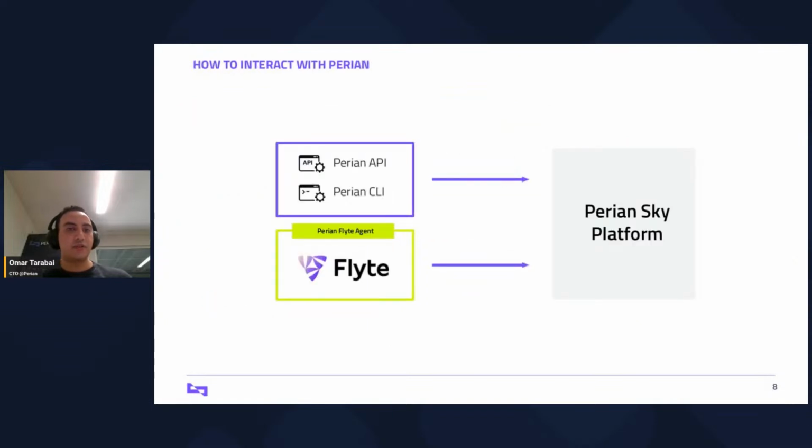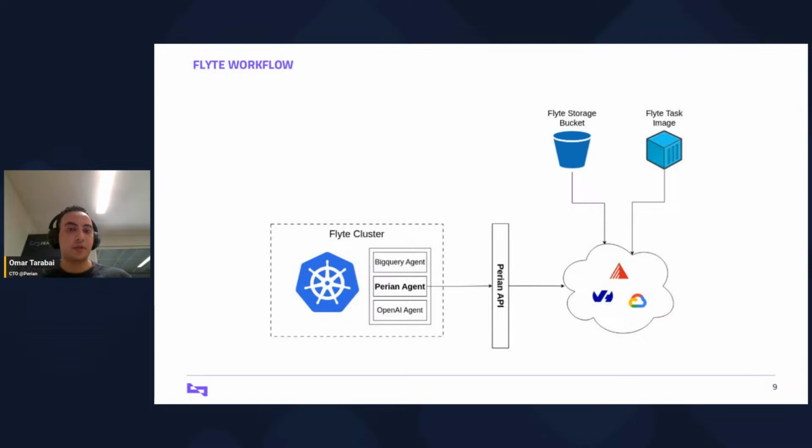In general, how you interact with the Perian Sky platform, you use either the API or CLI, and with the addition of the Flyte agent that we'll be talking about, you can use that now as well. So let's dig a little bit deeper into how this works within Flyte. I think this is probably the most interesting part for you.